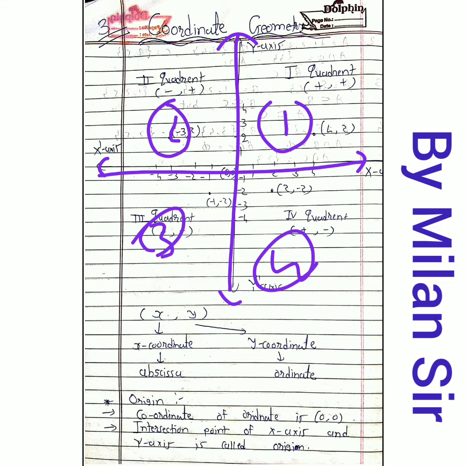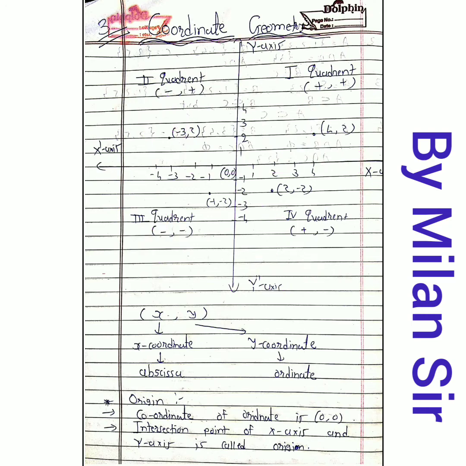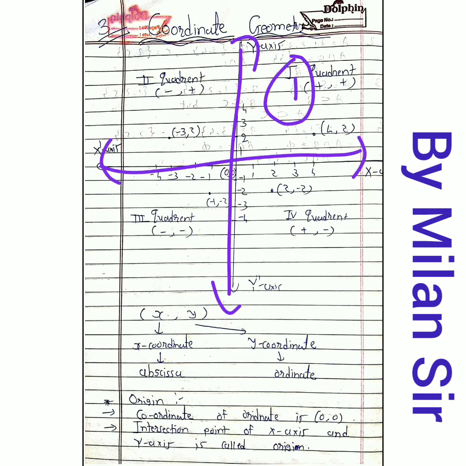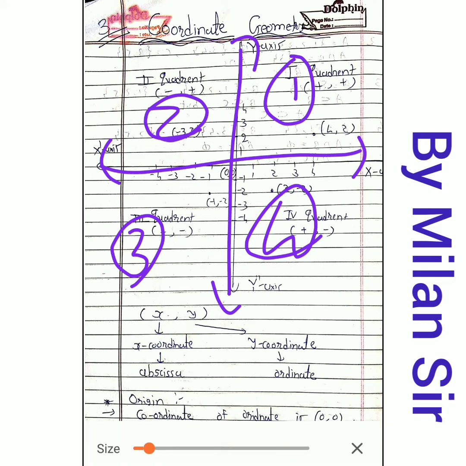Quadrant means what? It is the fourth part of the whole. Here total four parts are there, that's why each part is called one quadrant. Quadrant means fourth part. So these are our four quadrants: first quadrant, second quadrant, third quadrant and fourth quadrant.